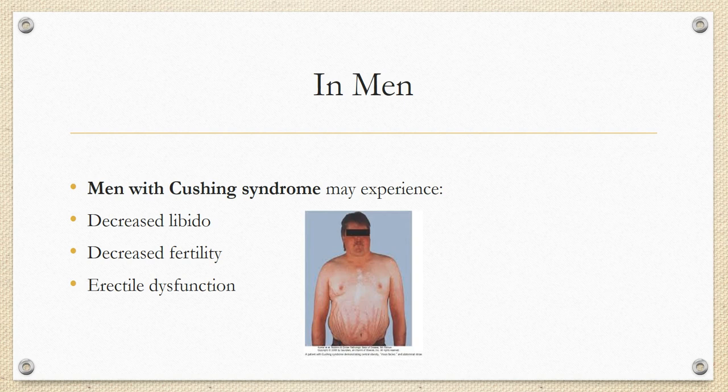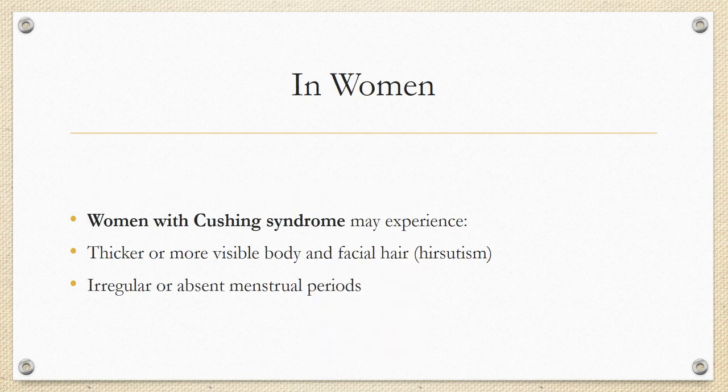And I posted this picture because I felt bad for the guy. His midsection has those striae markings, and it's because of the Cushing syndrome. In women, women with Cushing syndrome may experience thicker or more visible body and facial hair, and irregular or absent menstrual cycles.